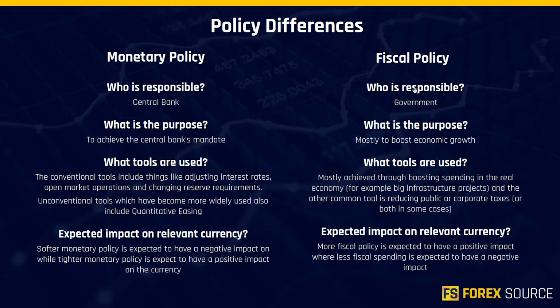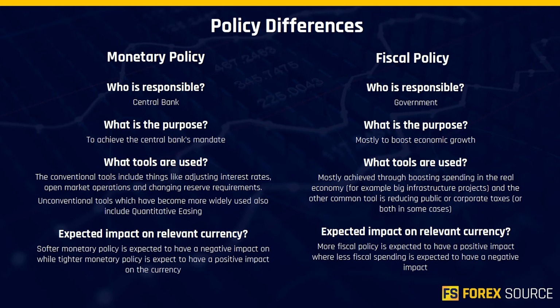Now, looking to fiscal policy, the people responsible is the government. The purpose is mostly to boost economic growth, and the tools used are normally big spending projects, fiscal spending in the real economy, for example, big infrastructure projects, and some of the other tools are a reduction of public and corporate taxes. More fiscal spending is normally expected to have a positive impact on the economy and thus the currency, whereas less fiscal spending is expected to have a negative impact on the economy as well as the currency.